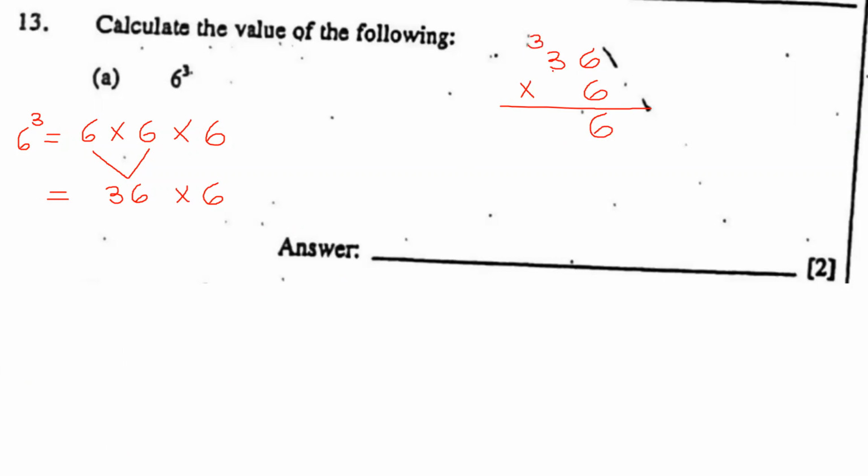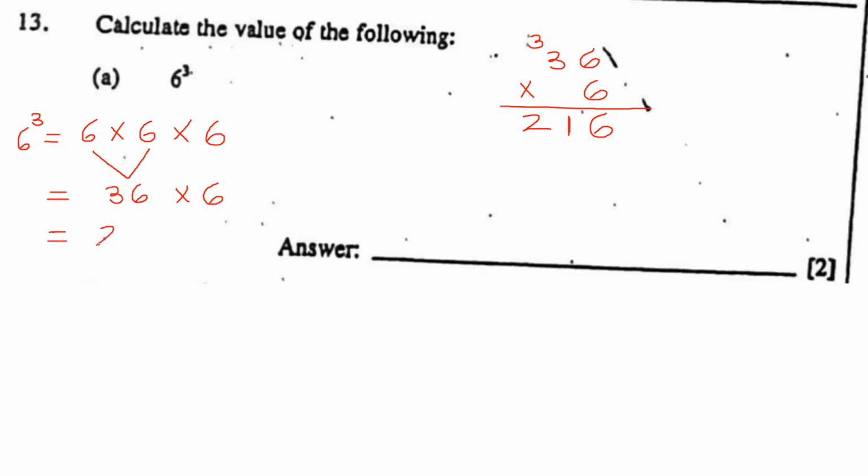What is 6 times 3, however? 6 times 3 is 18. Add the 3 to that: 18, 19, 20, 21. So it's going to be 21. Again, 6 times 3 is 18 plus 3, 18, 19, 20, 21. So it's going to be 216. So the answer is 216.